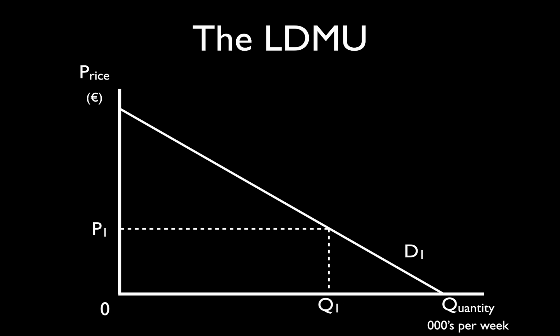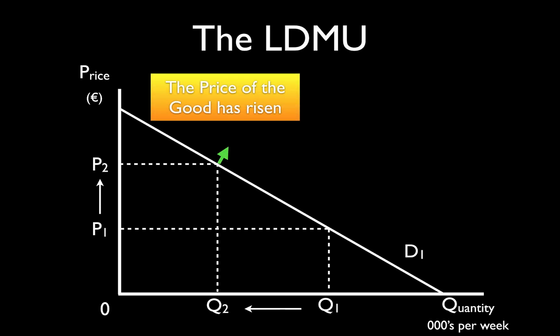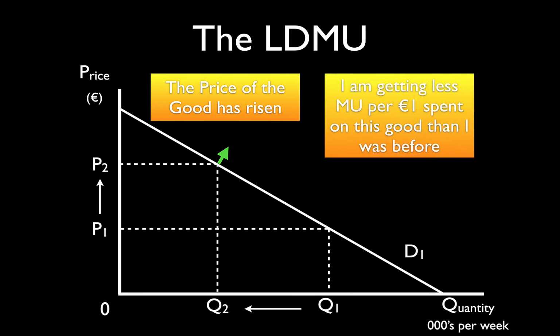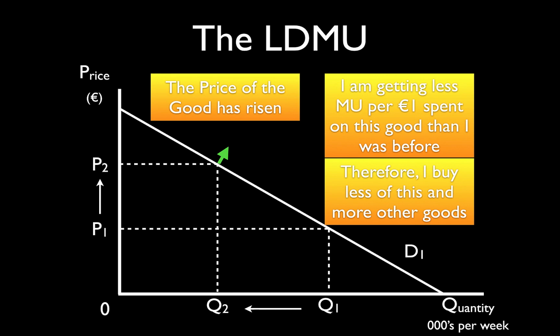All right, and then on the other hand, if we do a price increase, again there's been no change in consumption, no law of diminishing marginal utility. As the price rises, I buy less of the good, and the reason why is, well, the first thing is the price of the good has risen, so the denominator has risen. I am now getting less marginal utility per euro spent on this good than I was before. So you're going to cut back. You're going to buy less of it. Therefore, I buy less of this good and I buy more of other goods. Okay? And that is essentially the entirety of the whole thing.